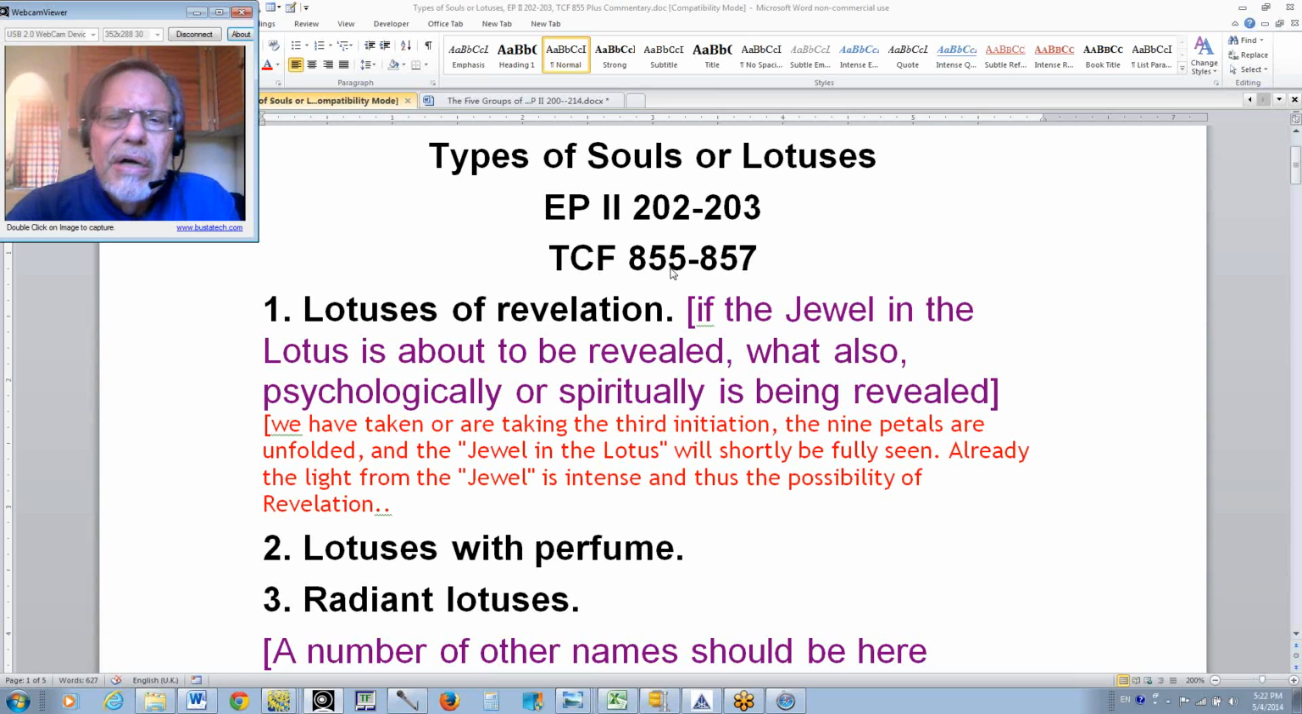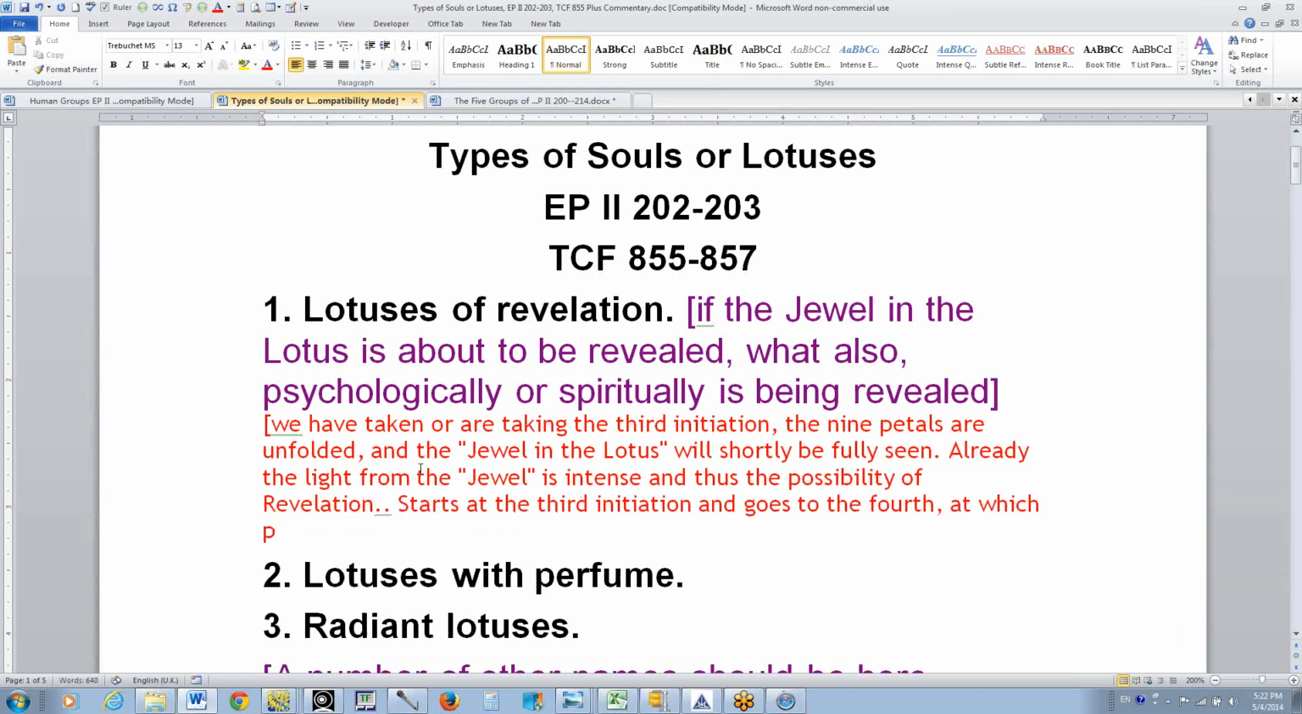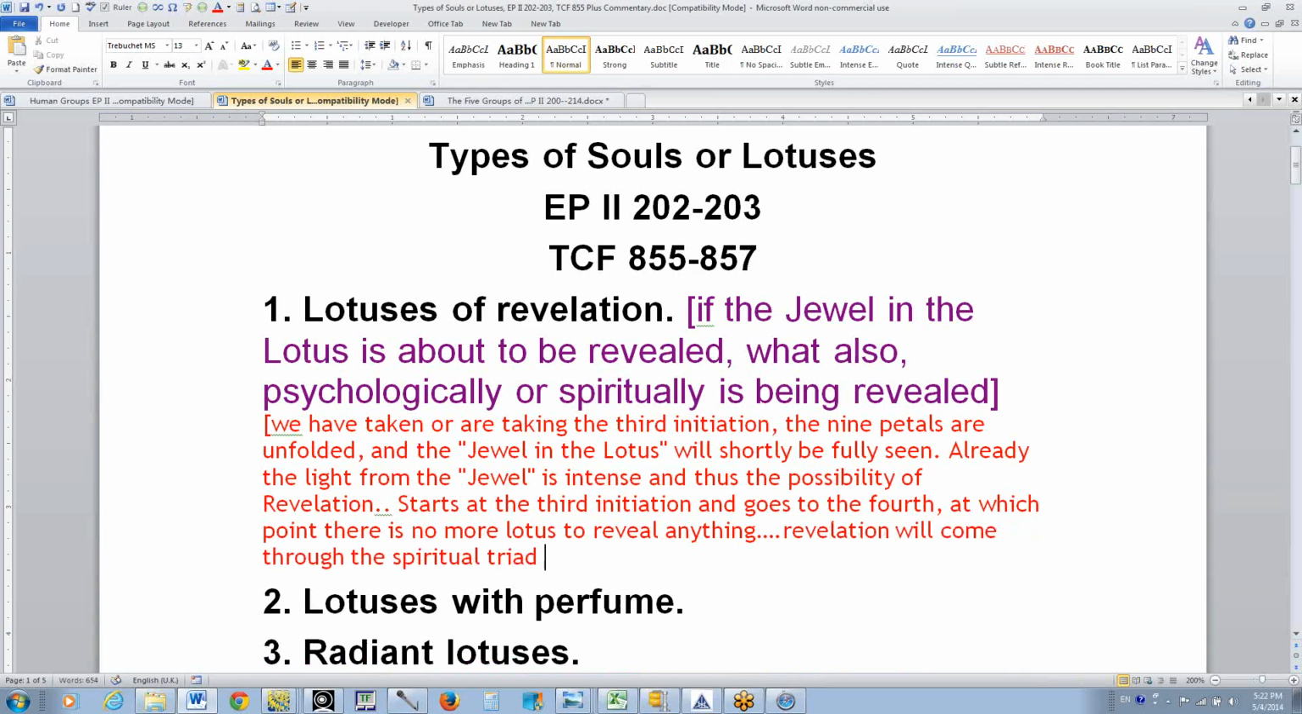But I think this starts at the third initiation and goes to the fourth. This is my impression. Starts at the third initiation and goes to the fourth, at which point there is no more lotus to reveal anything. And the revelation has to come in other ways. Revelation will come through the spiritual triad. So that is how that will go.